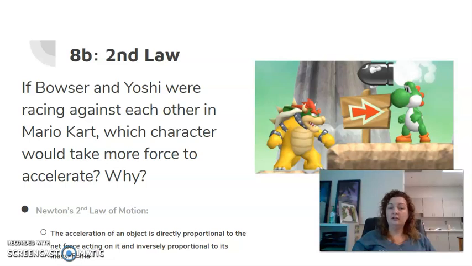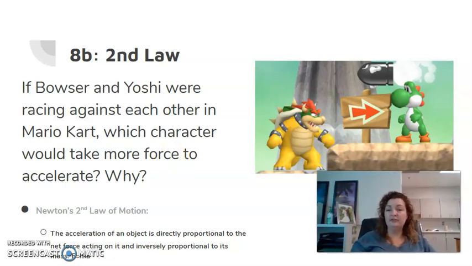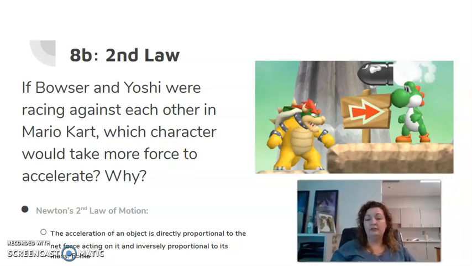Okay, Newton's second law. You're given a picture of Mario, which I love. So we have Yoshi and we have Bowser. It says if Bowser and Yoshi were racing against each other in Mario Kart, which character would take more force to accelerate and why? So in this case, we're looking at Newton's second law, right? Because that's all about force equals mass times acceleration.